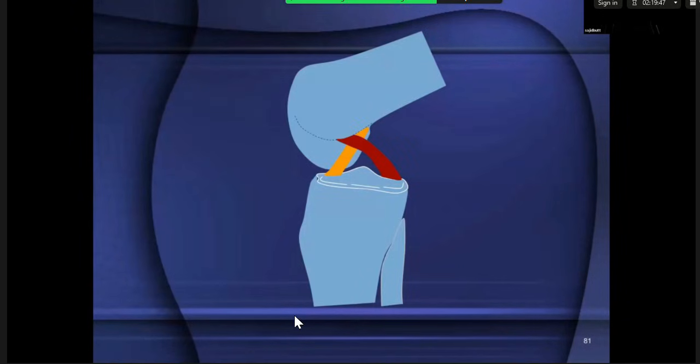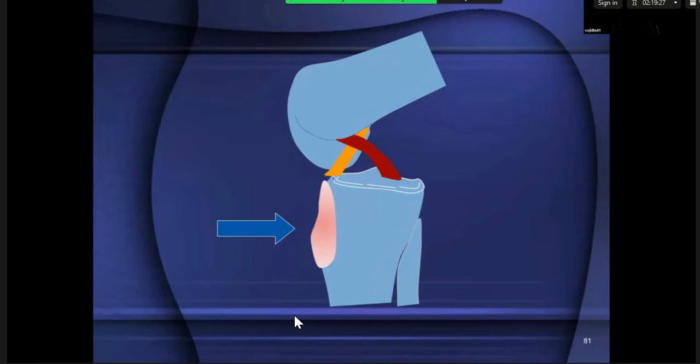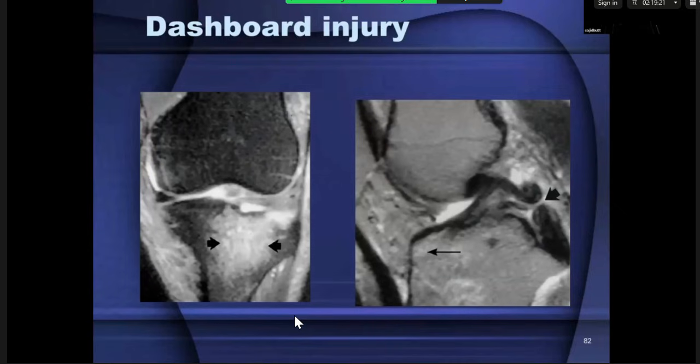PCL injuries are less important as compared to ACL, but like the ACL, you can get avulsion from the femoral attachment, mid-substance, or tibial attachment. Usually happens with a dashboard injury in which the tibia is pushed backwards, which results in a bone bruising here, tibia goes back, and you get rupture of the PCL. Mid-substance or tibial avulsion.